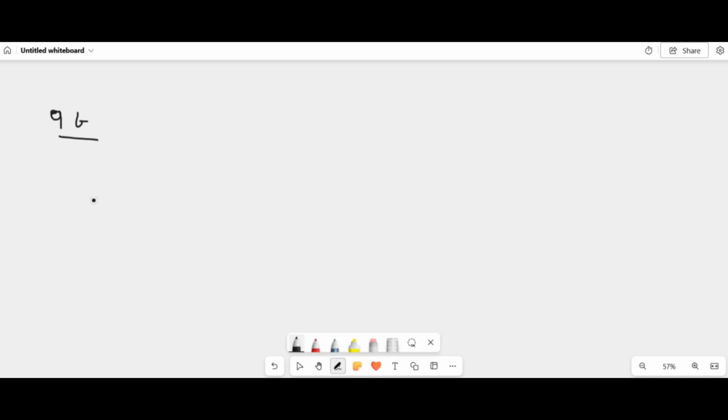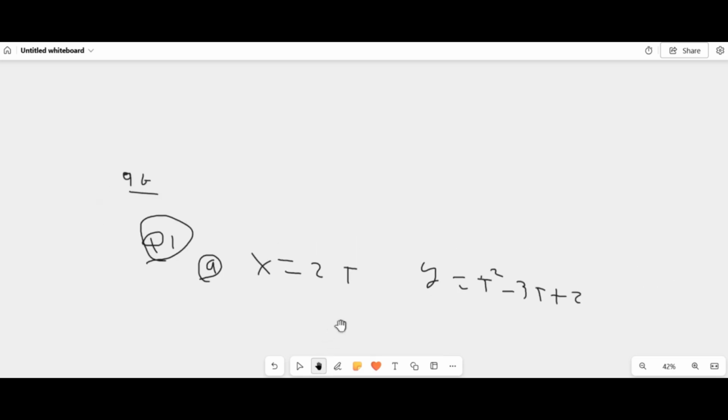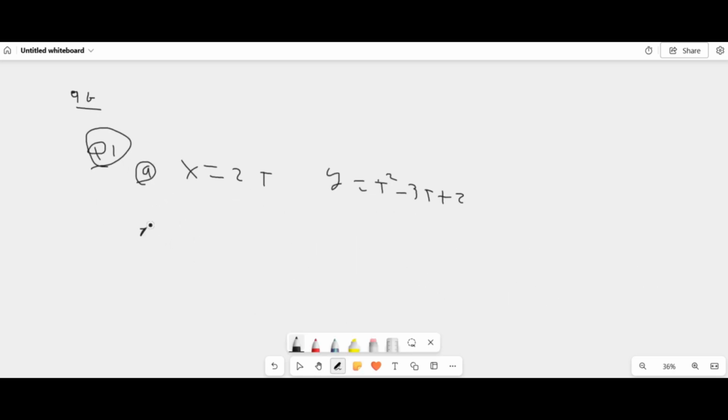Alright, cool. Question 1A. So we've got x equal to 2t, and then y is equal to t squared minus 3t plus 2. So you need to differentiate both of these. Differentiate x, we get dx over dt, that's going to be 2. And then differentiate y as well, so dy over dt is going to be 2t minus 3.